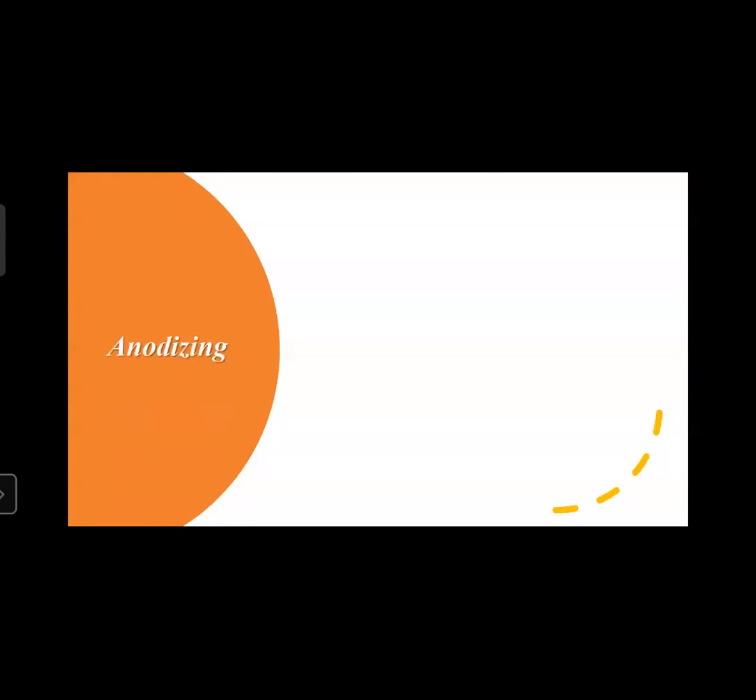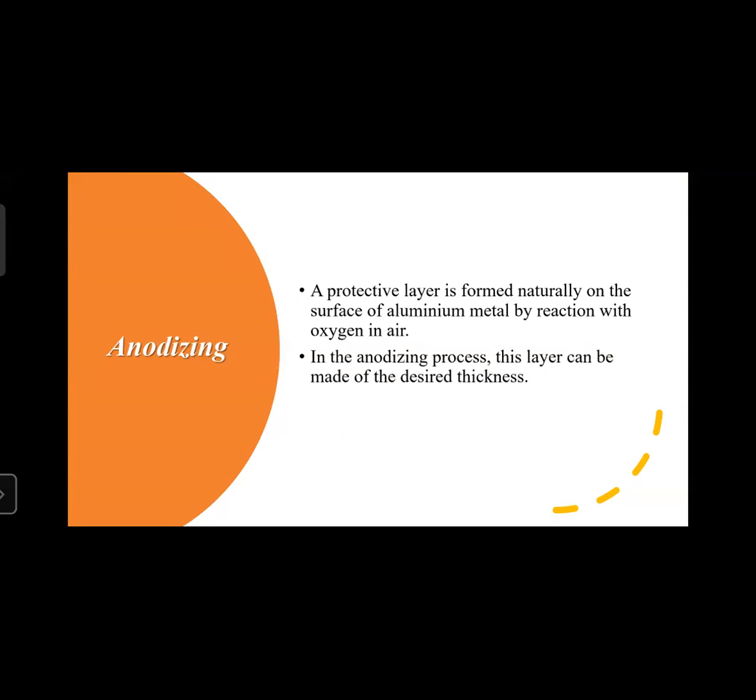Now, we will talk about anodizing. A protective layer is formed naturally on the surface of aluminum metal by reaction with oxygen in air. In the anodizing process, this layer can be made of a desired thickness. Anodizing is done by electrolysis.